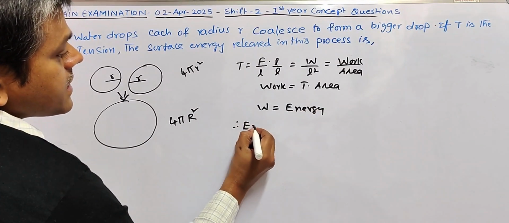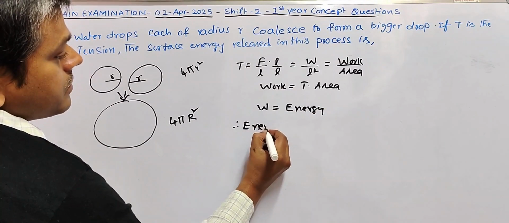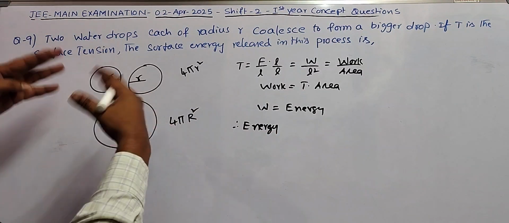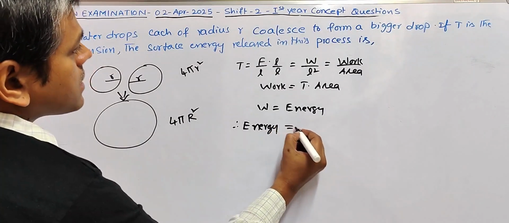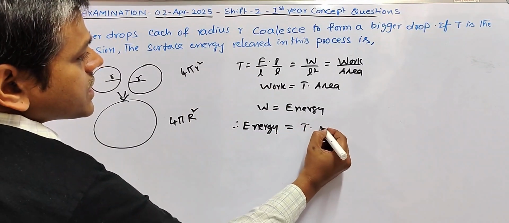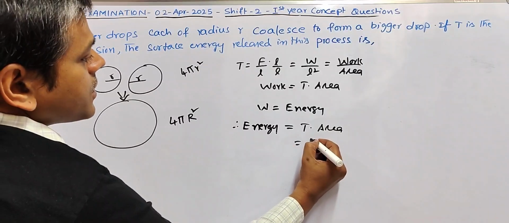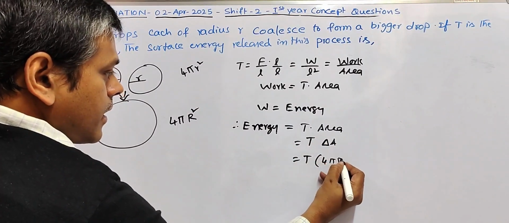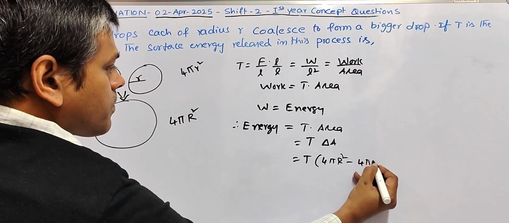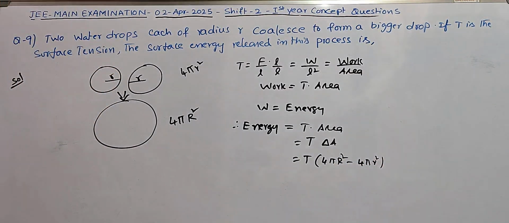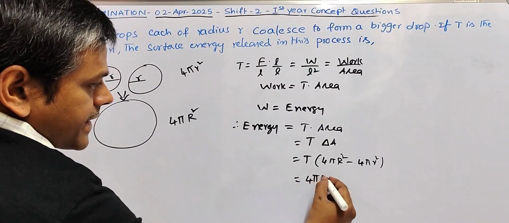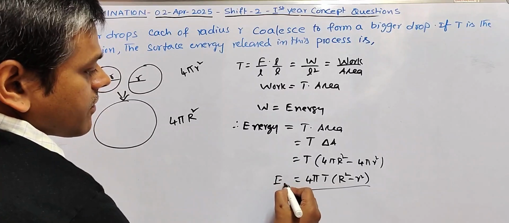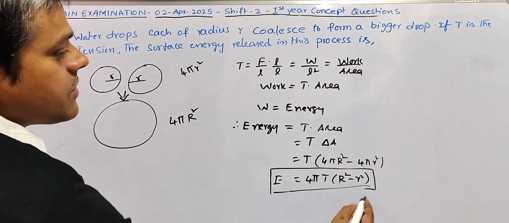So the required energy, that should be required to combine, or to release when a big drop splits into small drops, is the same. So surface energy is equal to what? Surface tension into area. So T into delta A: T into 4 pi R square minus 4 pi small r square. That means 4 pi T into R square minus r square. So this is the required energy equation for this question.